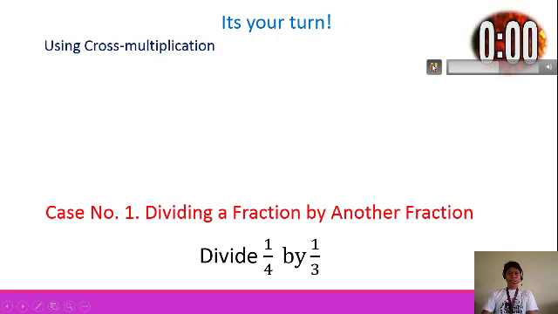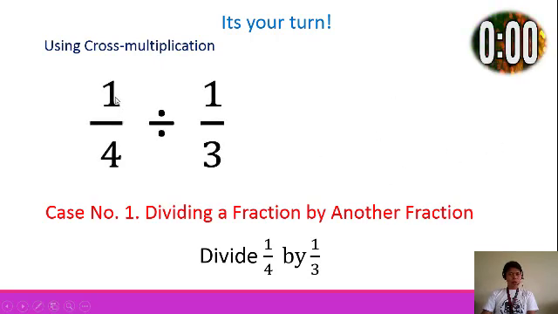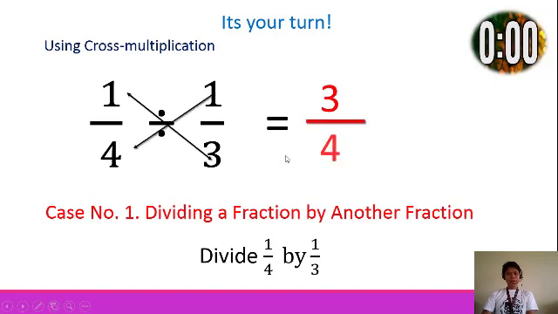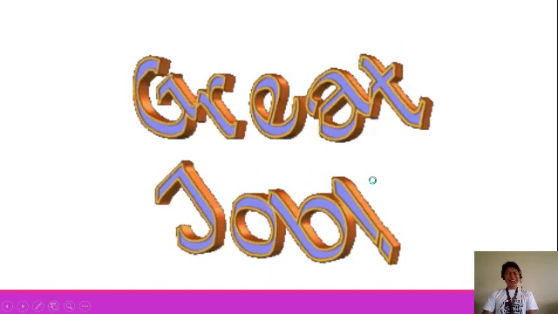Okay, so by cross multiplication, we have 1/4 divided by 1/3. So just cross multiply. 1 times 3 is 3, and then 4 times 1 is 4. So the answer is 3/4. Did you get the correct answer? Okay, great job.